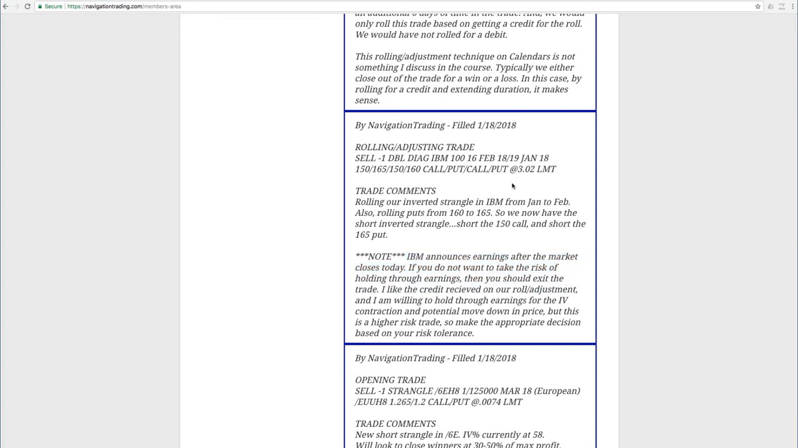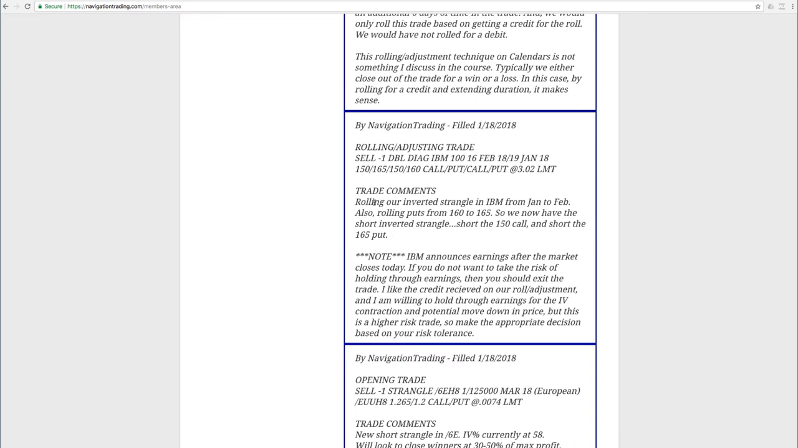Based on the credit I received though, I had planned to close this out for a small loser before earnings, because I wasn't sure if I wanted to take the risk of earnings myself with this trade. But based on the credit that I got and where the price of IBM was, I thought, you know, they're due for a little bit of a pullback. And with the credit that we received, it just made sense. So I did hold it through earnings. And so let's take a look.